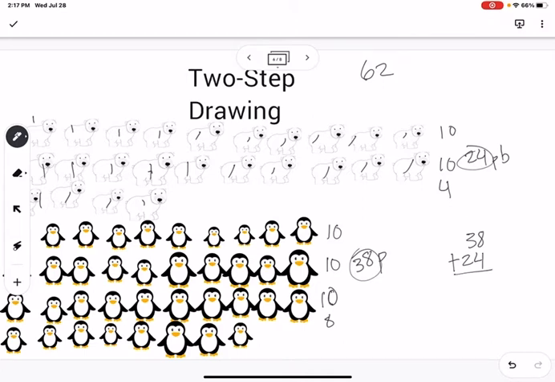8 plus 4 we know is 12. So we carry our 1. 3 plus 2 is 5, and then add our 1 that we carried, which is 6. So 62. That way we got 62 as well.